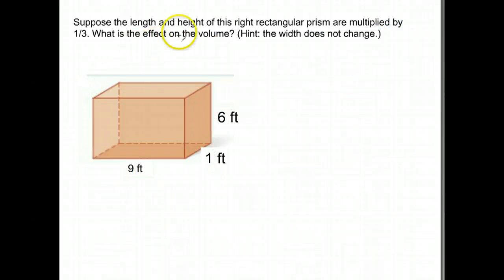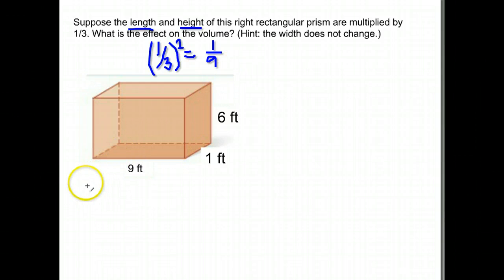Okay, suppose the length and height of this right rectangular prism are multiplied by 1/3. Now notice this time it's just the length and the height. What is the effect on the volume? I'm going to make my prediction. My prediction is it's multiplied by 1/3, but it's only 2 of the dimensions, so it's only going to be squared instead of cubed. 1/3 squared, 1 times 1 is 1 for the top, and 3 times 3 on the bottom is 9. I'm predicting it will be 1/9 the size, but let's try it out.